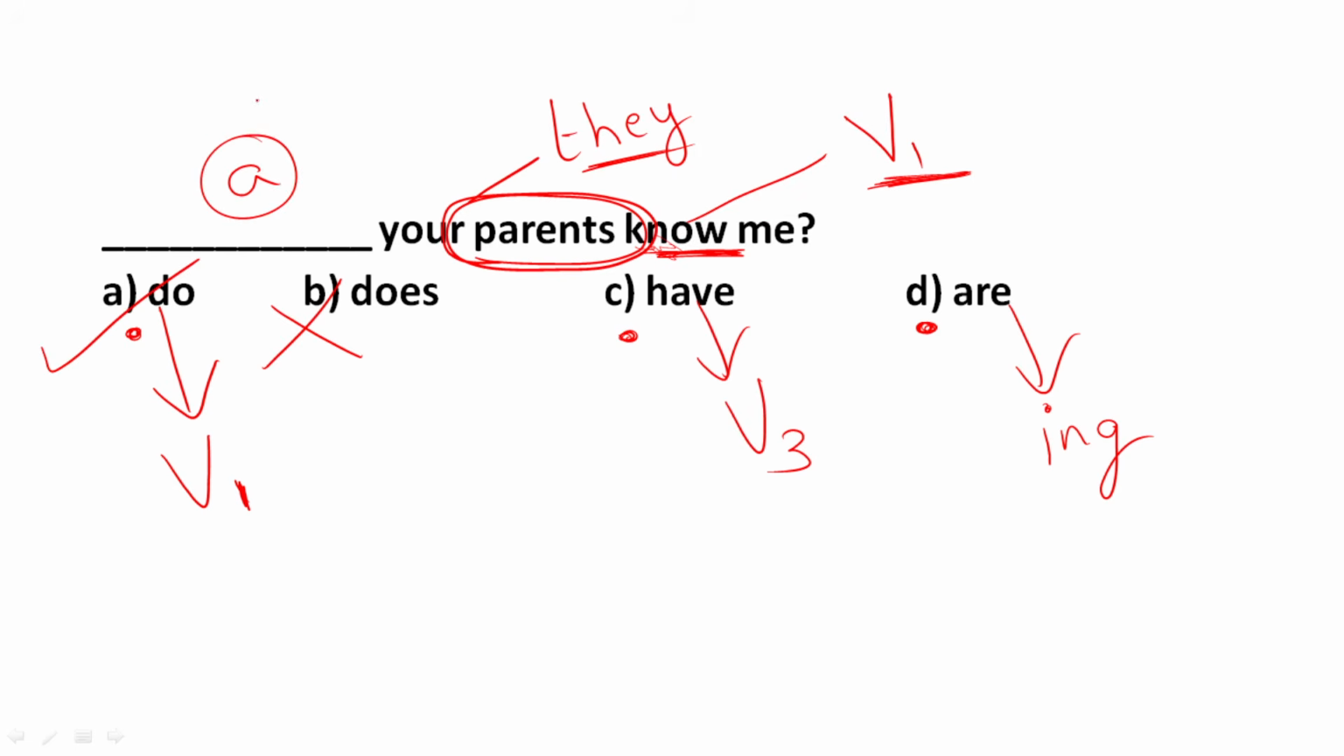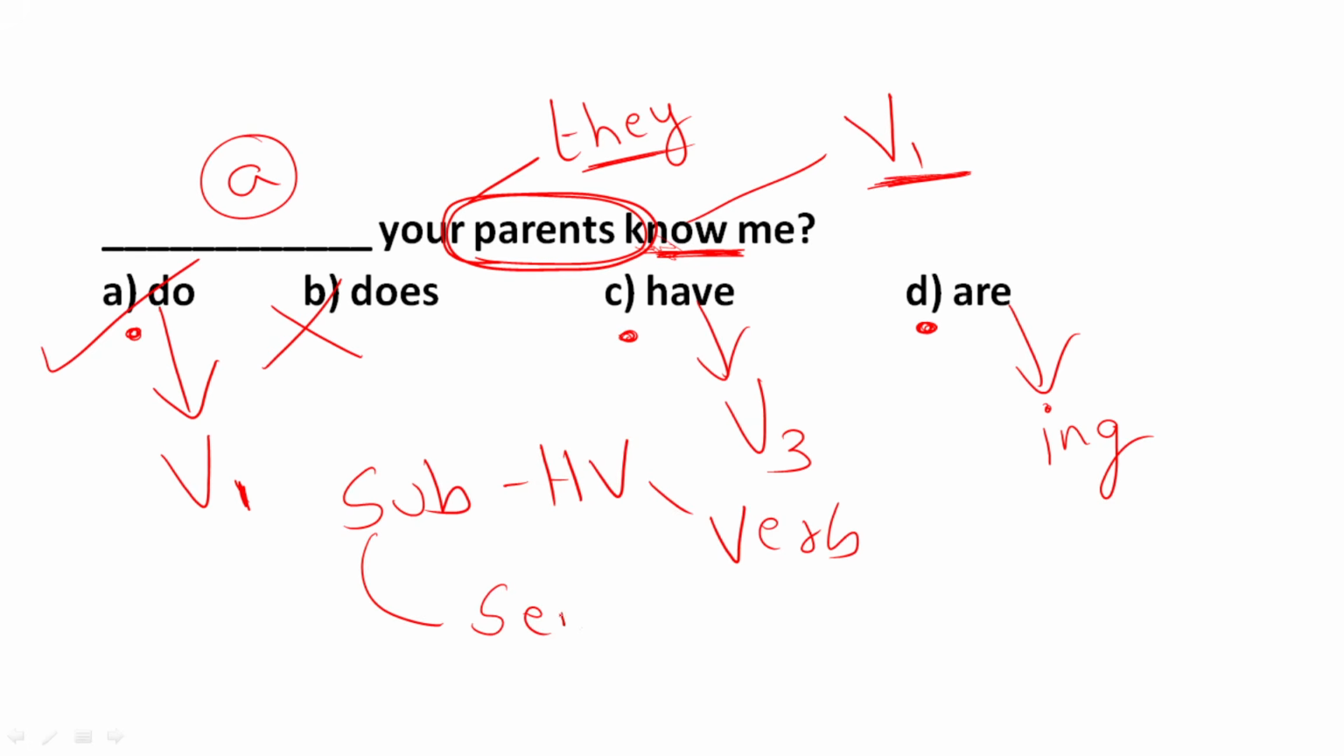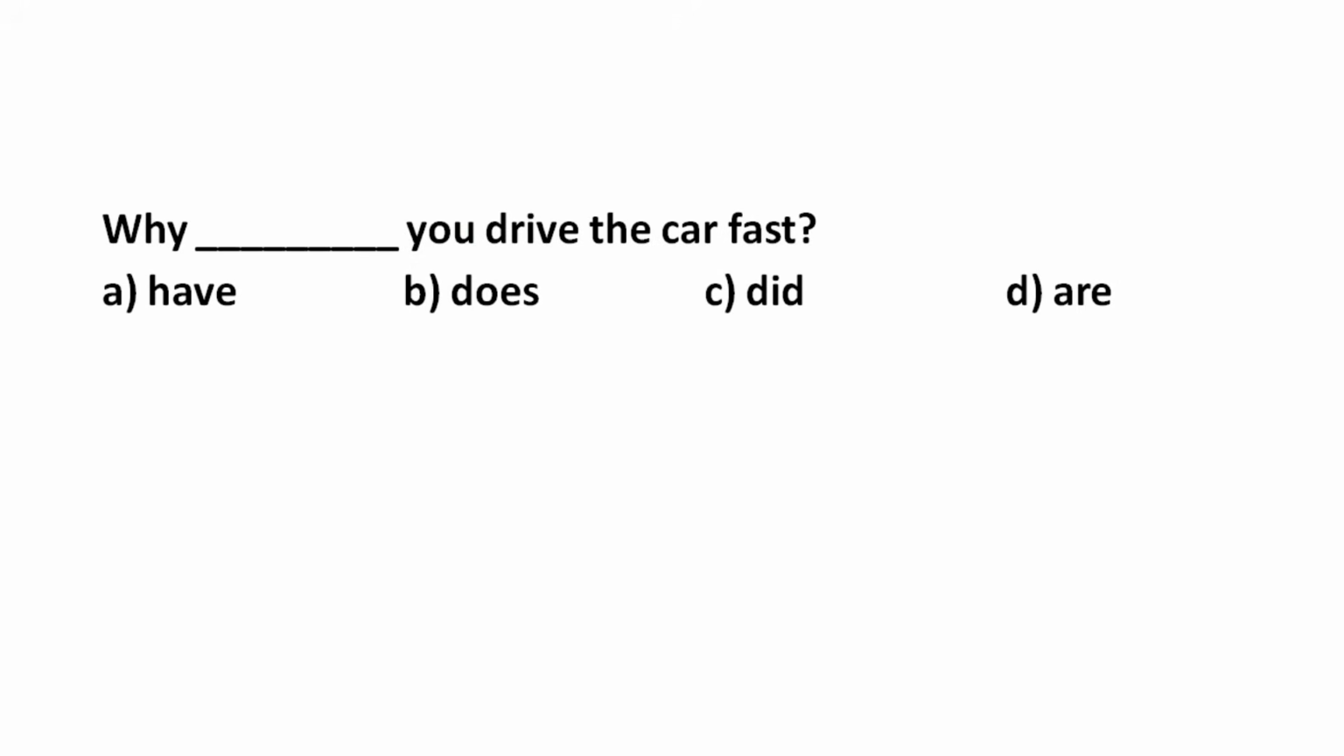So basic grammar is all about the beautiful relationship between the right subject, right helping verb and right verb. And this is all that makes a beautiful statement. A beautiful sentence is based on the relationships. Okay. We'll go to the next question.